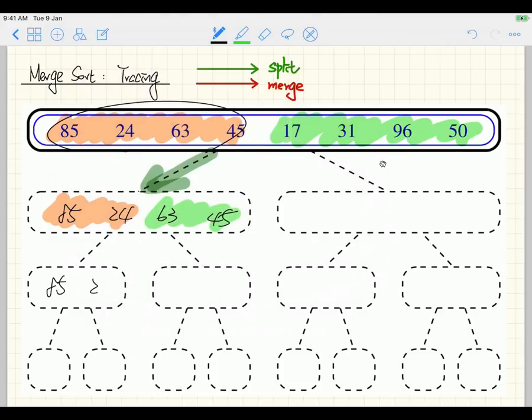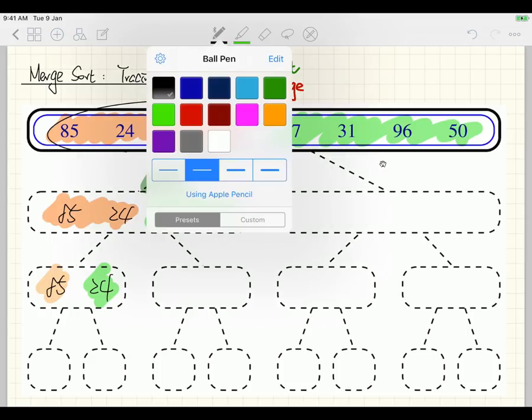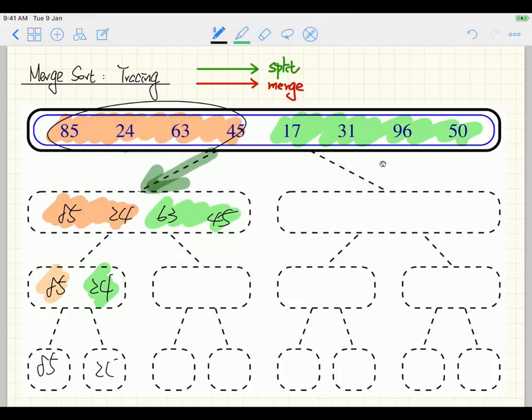85 and 24, right? Now, how do we split them? We want to split them until we reach the base case, basically. And then for that one, we'll again get 85, and also we get 24. So we got one list of size 1, another list of size 1 as well. We want to make sure this is already the base case, so we just return this list directly, and we also return this list directly.